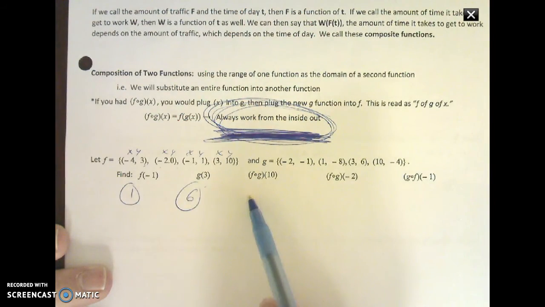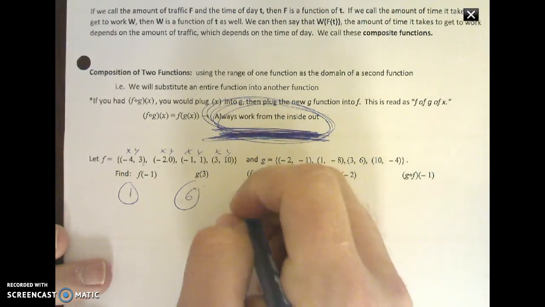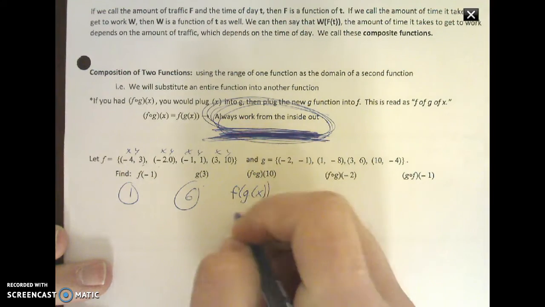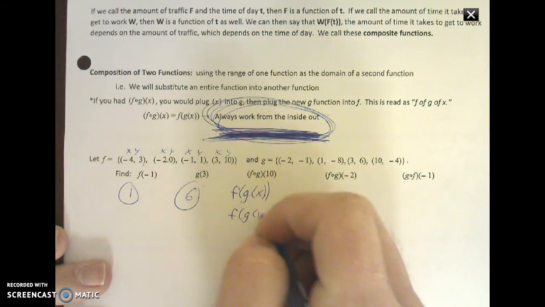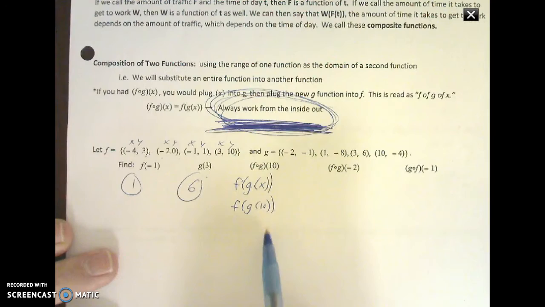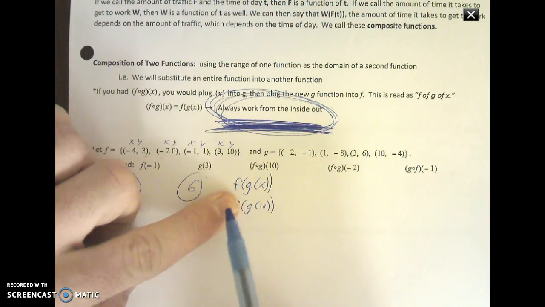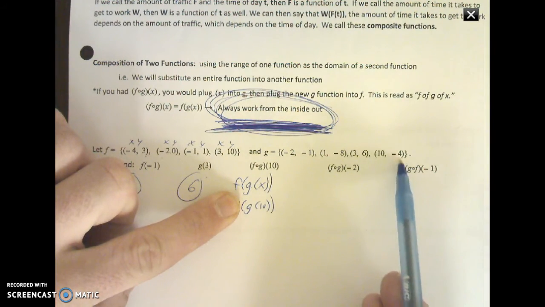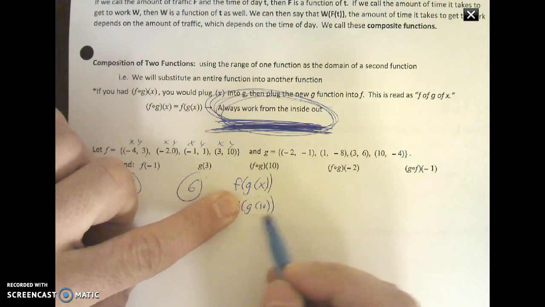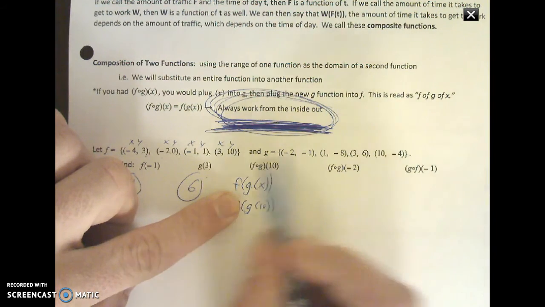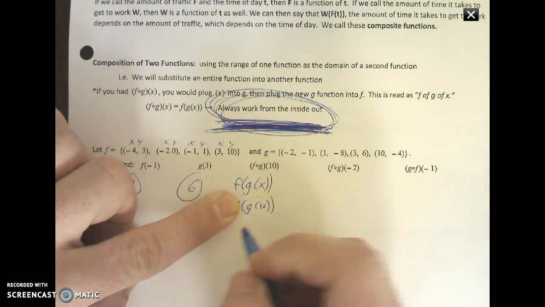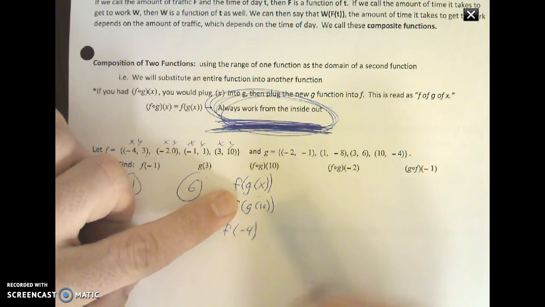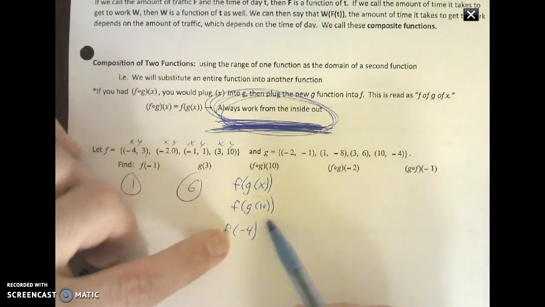Here is the composition. I'm going to rewrite this as f of g of x. Now they told me that my x is 10 in this problem. So here's what we're going to do. I'm going to cover this up. I'm going to work inside out. G of 10, which is -4. I'm going to replace this with -4, just like I did in the last problems that you guys thought was easy. All I did was replace g of 10 with -4.